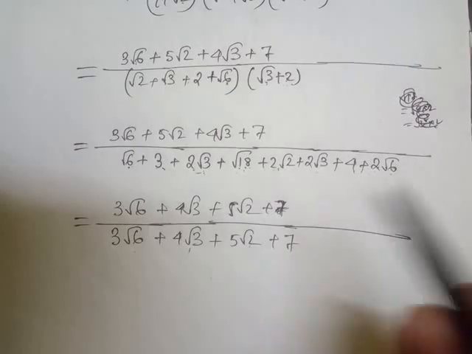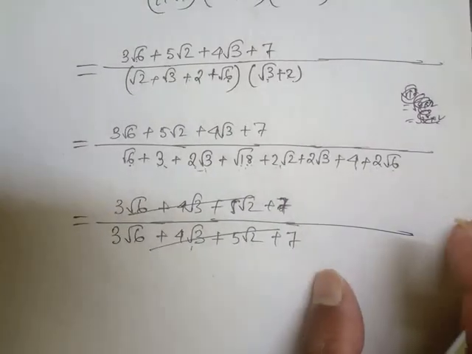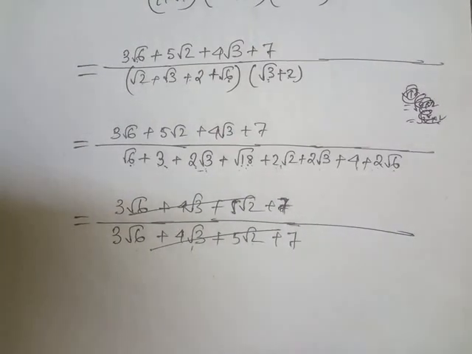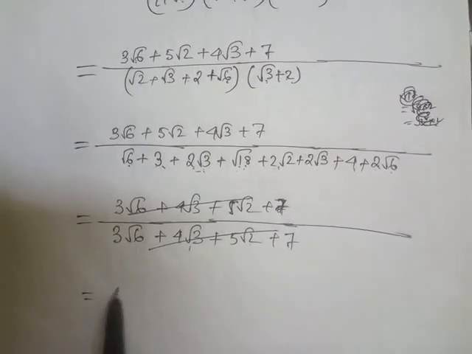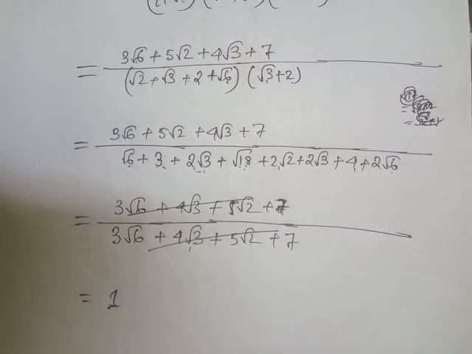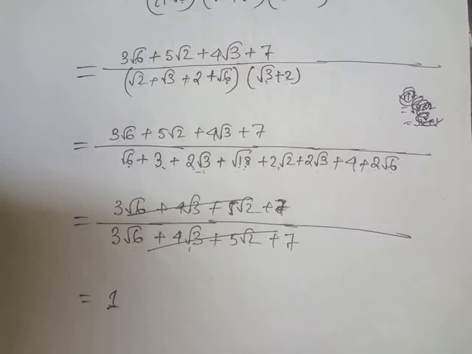So since the numerator and the denominator are the same, if I cancel this, the answer would be 1 only. This is the answer of question 6. I hope you understand that.